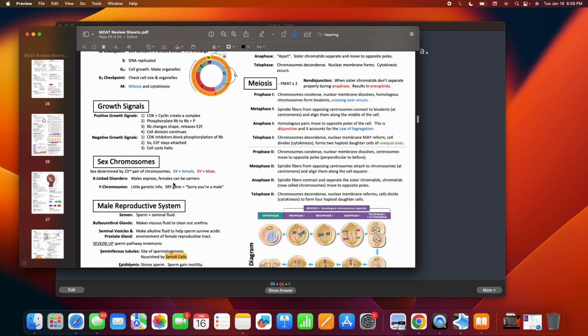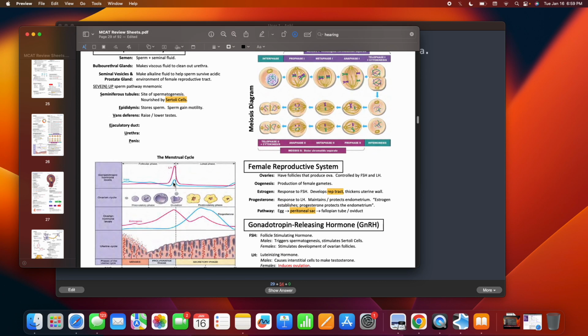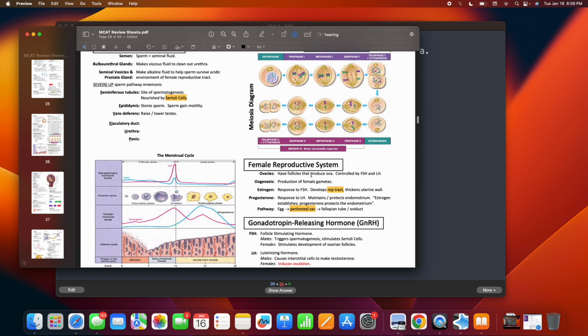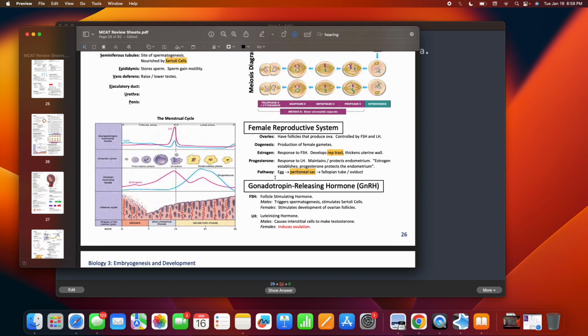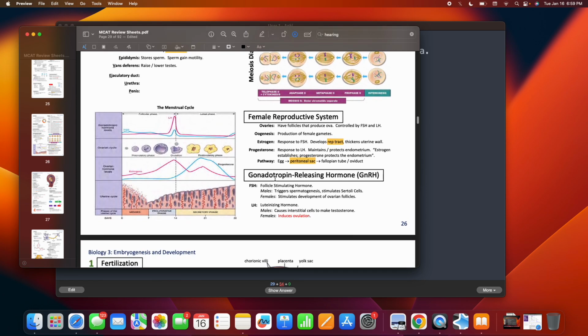If we go back, we will see the ovaries have follicles that produce ova. Both LH and FSH act in males as well. In males, FSH triggers spermatogenesis, stimulating sperm creation, and it also stimulates the Sertoli cells, which nourish our sperm.